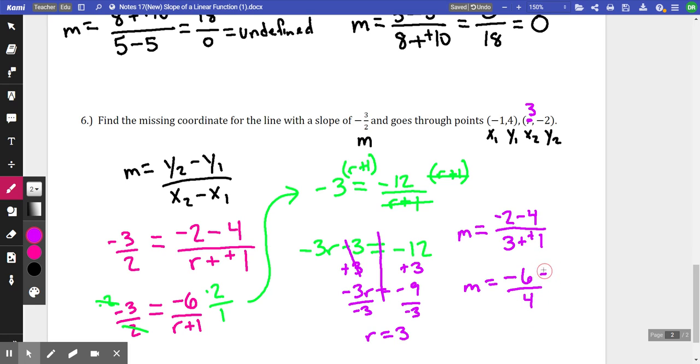Reduce, top and bottom are both divisible by 2. Again, feel free to use Desmos. Desmos can reduce fractions for you. Negative 6 divided by 2 is negative 3, and 4 divided by 2 is 2. So we get a slope of negative 3 over 2, which was given to us originally. When did we get a slope of negative 3 over 2? When R was equal to 3. All right, and there you have it. That is our first day of working with slopes.